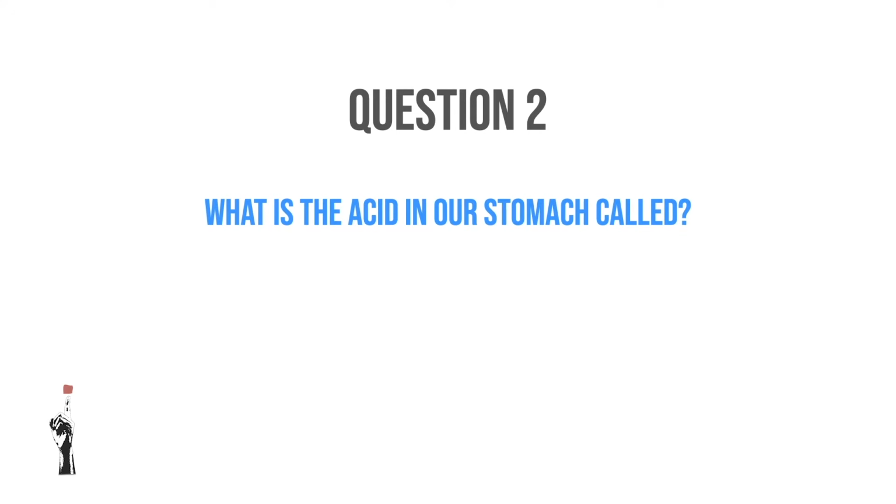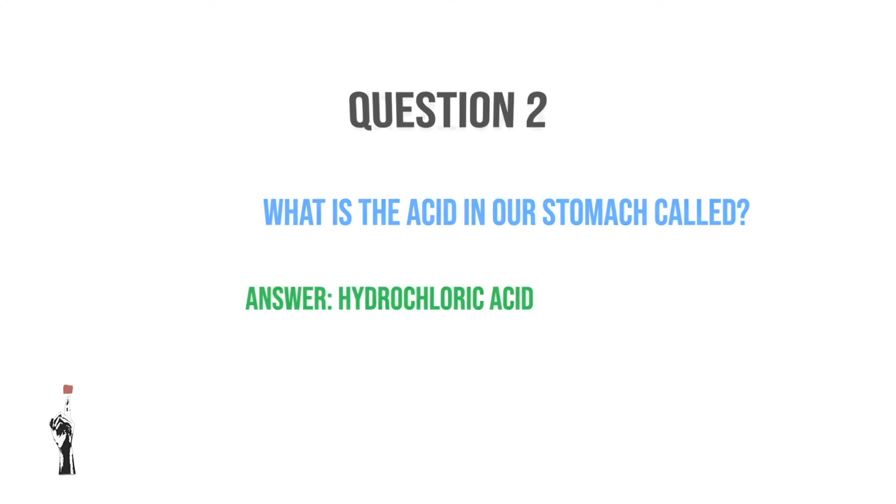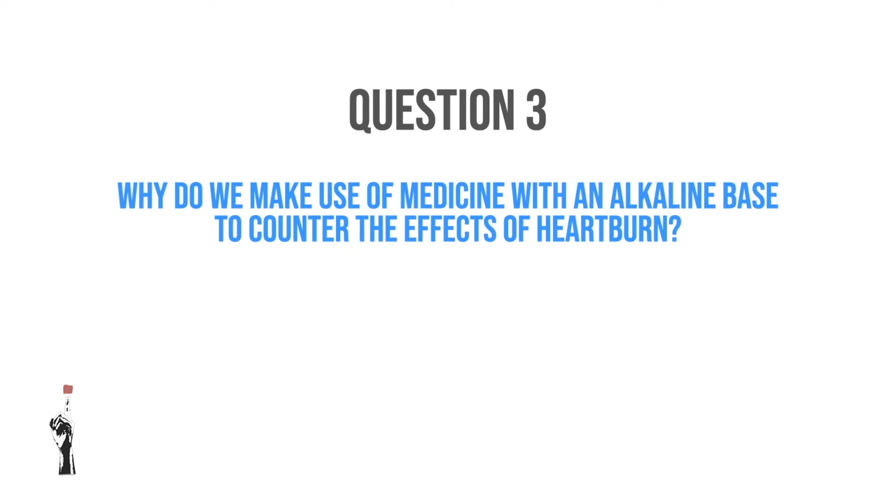What is the acid in our stomach called that we use to digest our food? It is a very strong acid and it is known as hydrochloric acid. Why do we make use of medicine that has an alkaline base when we have heartburn?